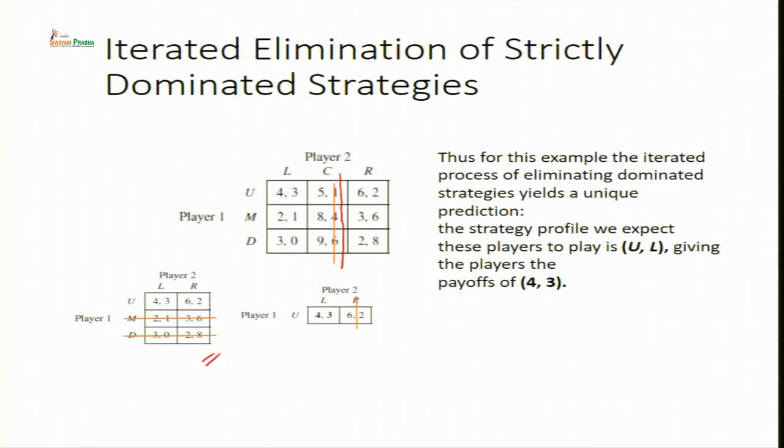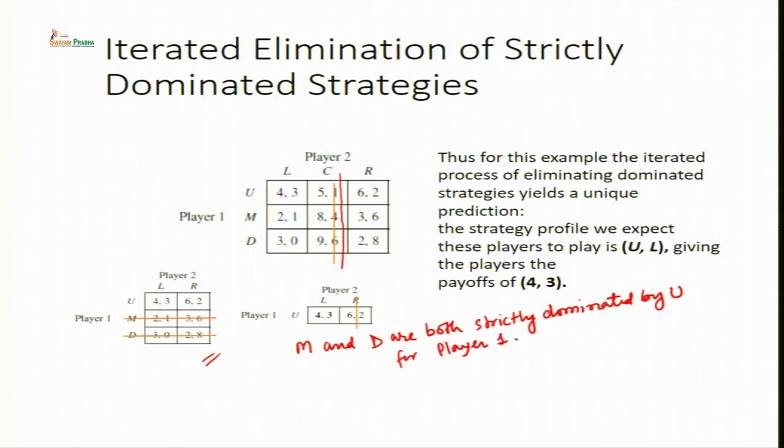So, if you see this, then you can clearly see that M and D are both strictly dominated by U for player 1. So, clearly with our logic, player 1 will never play M and D as they are strictly dominated by U. How they are dominated, you can see.